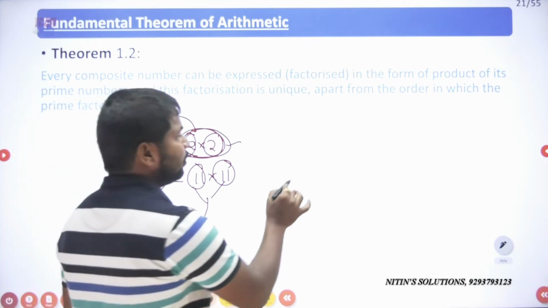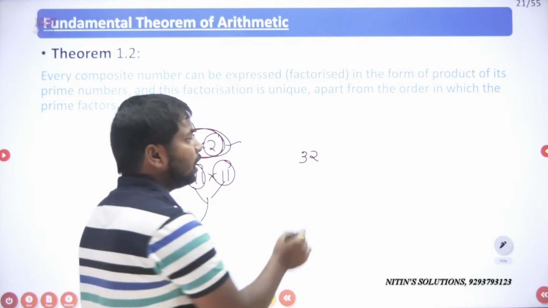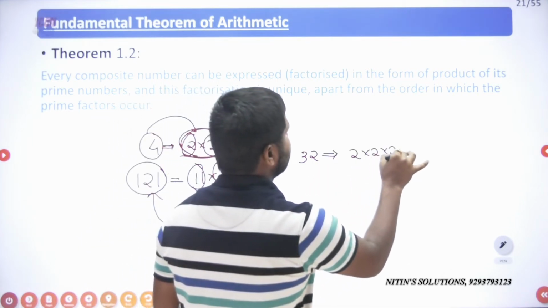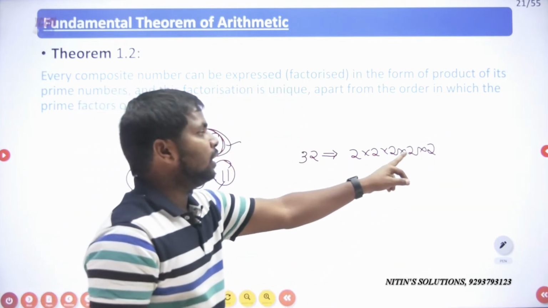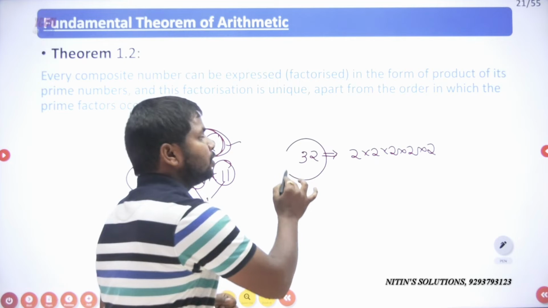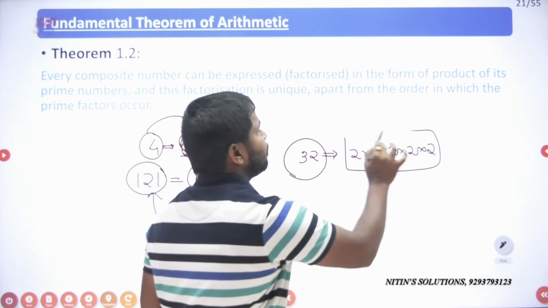If you take the number 32, it can be written as 2 into 2 into 2 into 2 into 2. Right, 2 twos are 4, 4 twos are 8, 8 twos are 16, 16 twos are 32. Now 32 is a composite number which is expressed in the form of a product of prime numbers.